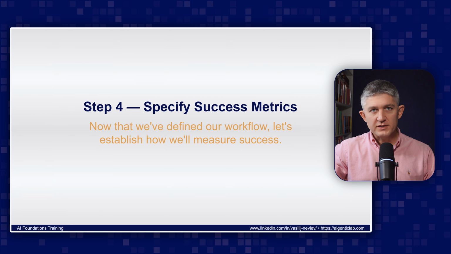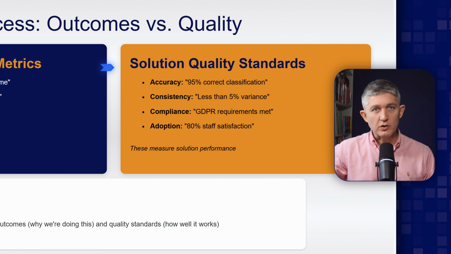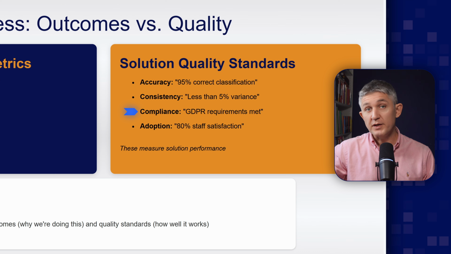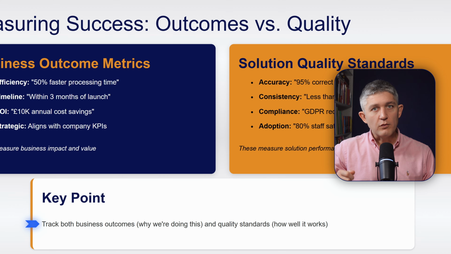Next, we define success before we build. Two lenses: business outcome and solution quality. Business outcome could be 50% faster processing time within 3 months of launch, or a £10,000 annual saving, which could be aligned to company KPIs. Now for quality, it could be 95% correct classification, less than 5% variance, GDPR met, or 80% staff satisfaction. You need to track both why you're doing this and how well it works.